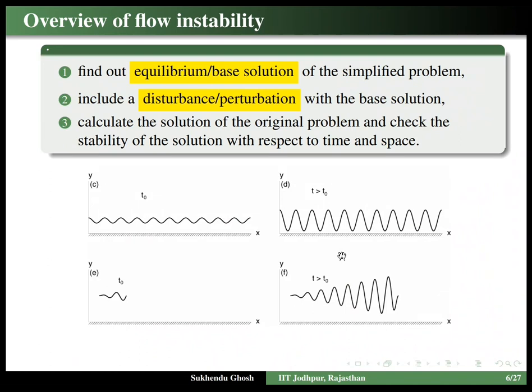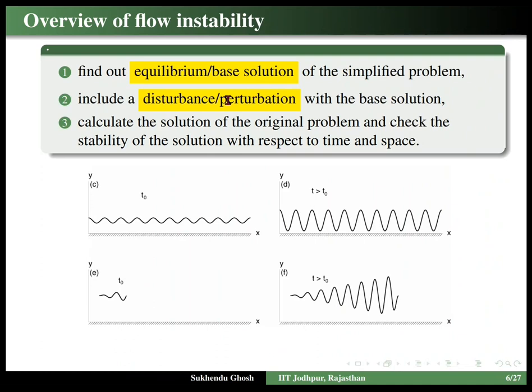So now I want to quickly give a brief idea about flow instability, how we can capture flow instability inside a system. In any flow system, to capture the flow instability, first we have to solve the equilibrium state or base state of the system where there are no perturbations. So at the initial stage, we have to solve the problem, and that will give us the base flow solution or equilibrium solution. After that, we can introduce a certain amount of perturbation. It should be a small perturbation since we are interested in linear theory.